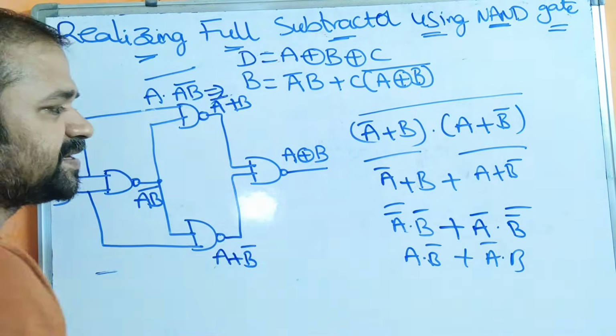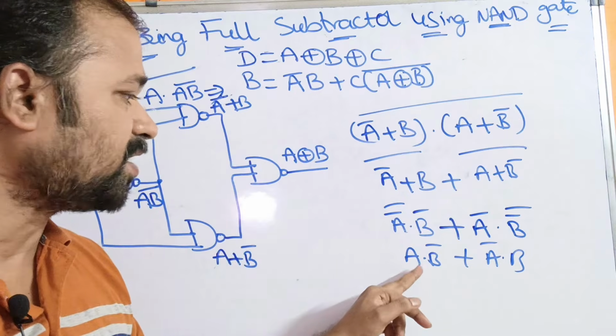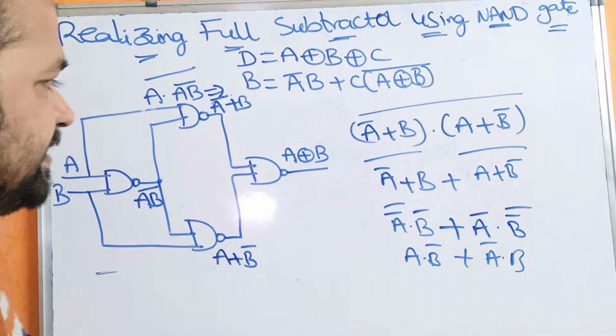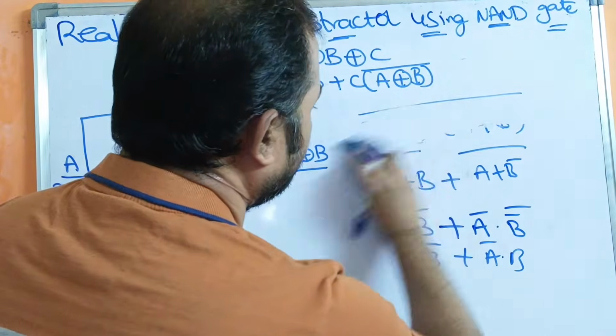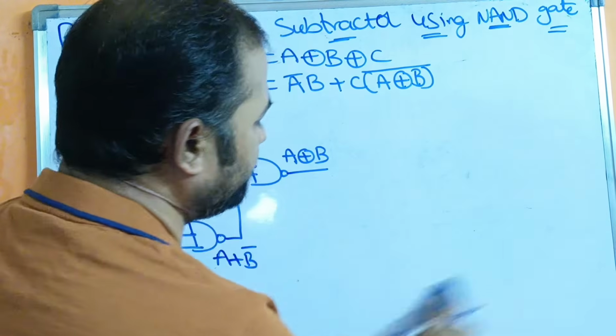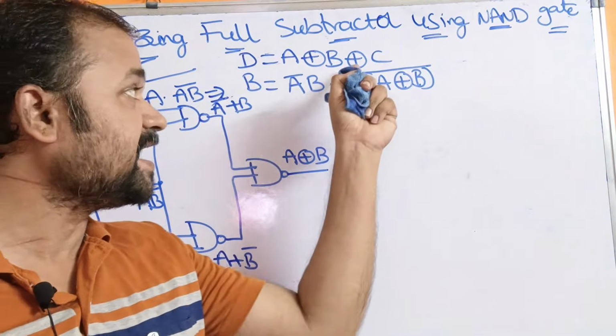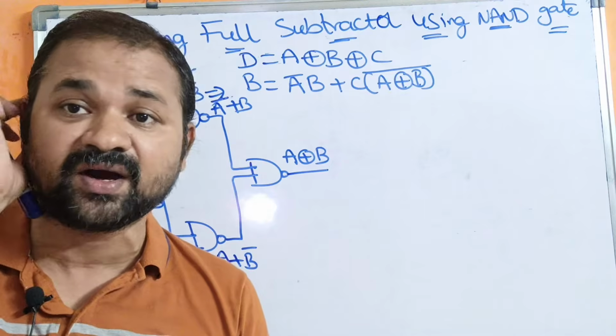So this is nothing but the exclusive OR formula. A exclusive OR B is nothing but AB bar plus A bar B. So here the fourth NAND gate produces A exclusive OR B as the output. Now what is the formula for the difference A exclusive OR B exclusive OR C?